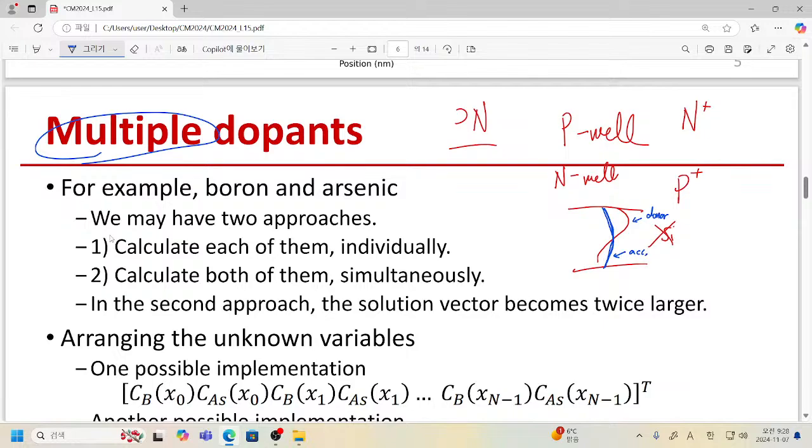So that's the point. For example, let's say that here we have boron. Oh, I think that screen is stuck. Let's wait for a while.